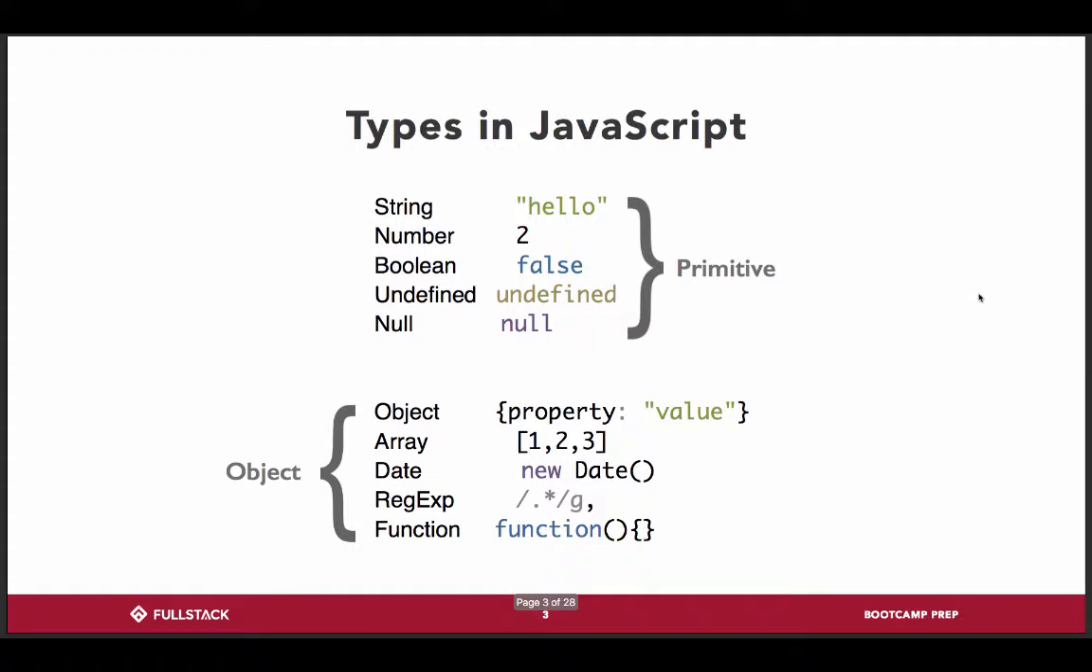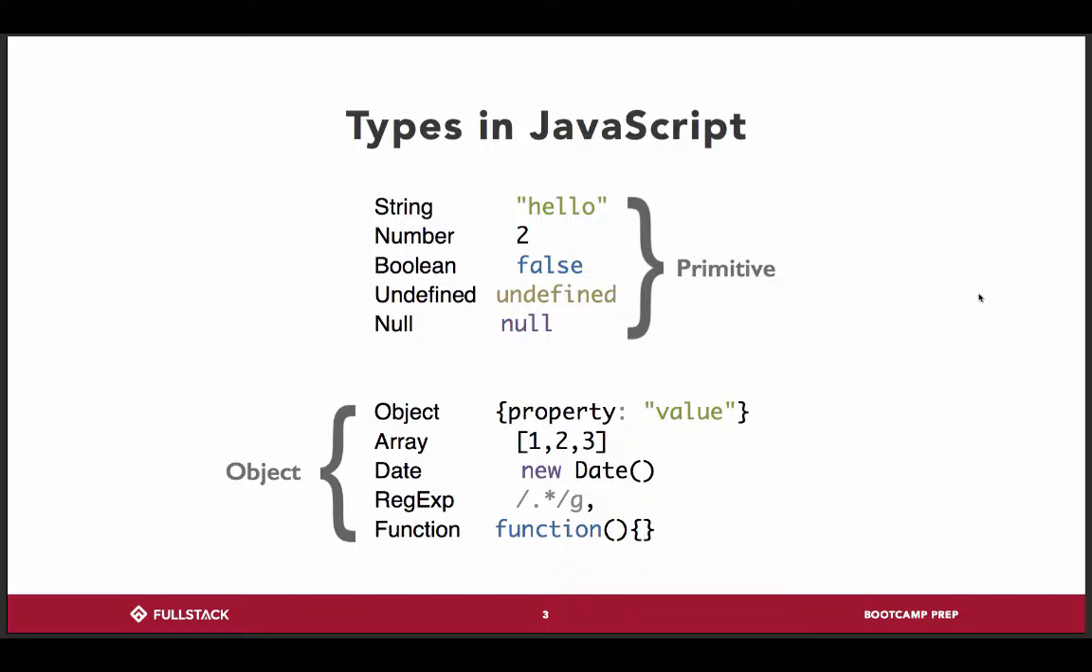So there's some different types in JavaScript. The two main classifications of types are the primitive and the object. Primitive types are sort of like the building blocks, the most granular level. A string, number, boolean, undefined, and null are all primitive types. We'll go over more of what makes a primitive type so special, but those are the basics, the starters. Then there's the objects.